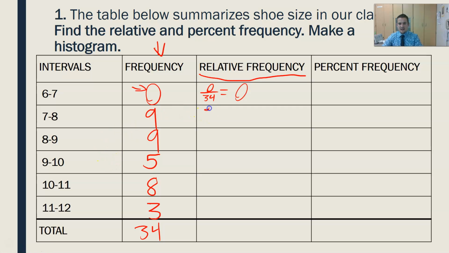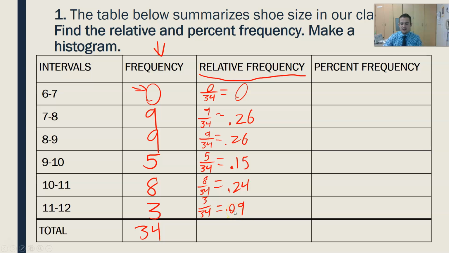Here I'm going to go ahead and take 9 divided by 34. 9 divided by 34 is like 0.26. 9 divided by 34 again is 0.26. I'm going to write in all these other ones: 5 out of 34, 8 out of 34, 3 out of 34, and I'll write down what each of those relative frequencies are. 5 divided by 34 is 0.15. 8 divided by 34 is 0.24. 3 divided by 34 is 0.09.